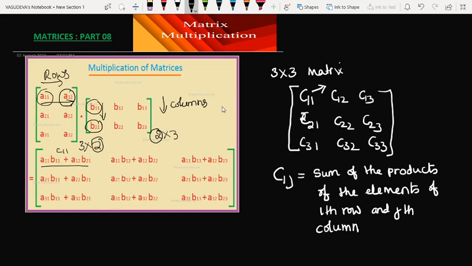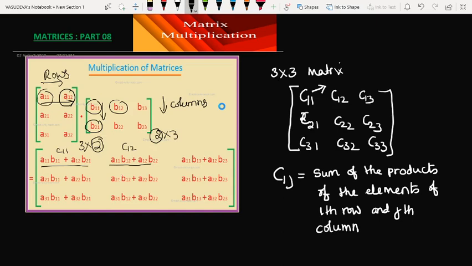So now similarly, what about this element? This element will be C12, the sum of the products of the elements of the first row and the second column. So again the first row and now the second column. So A11 into B12 plus A12 into B22. So this is the sum of the products of the elements of the first row and the second column.